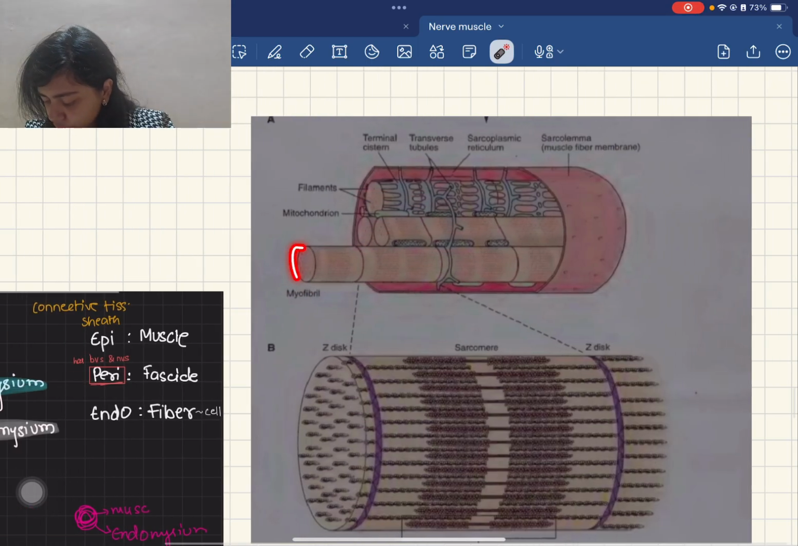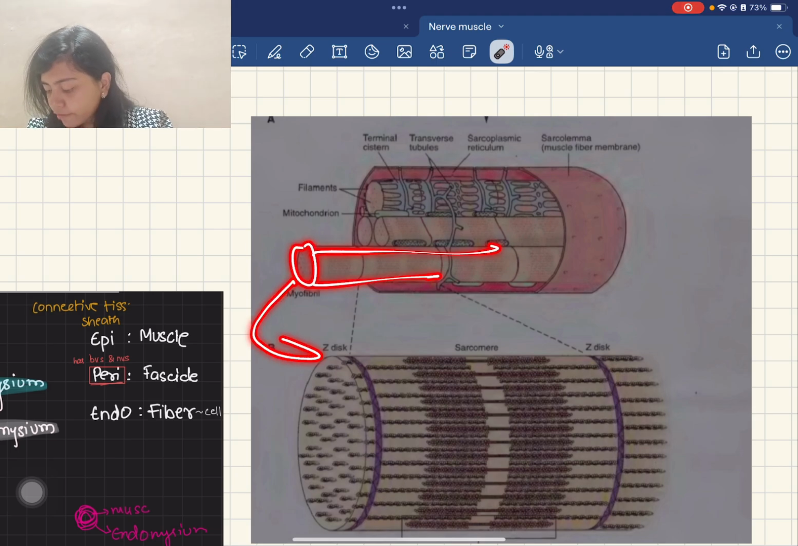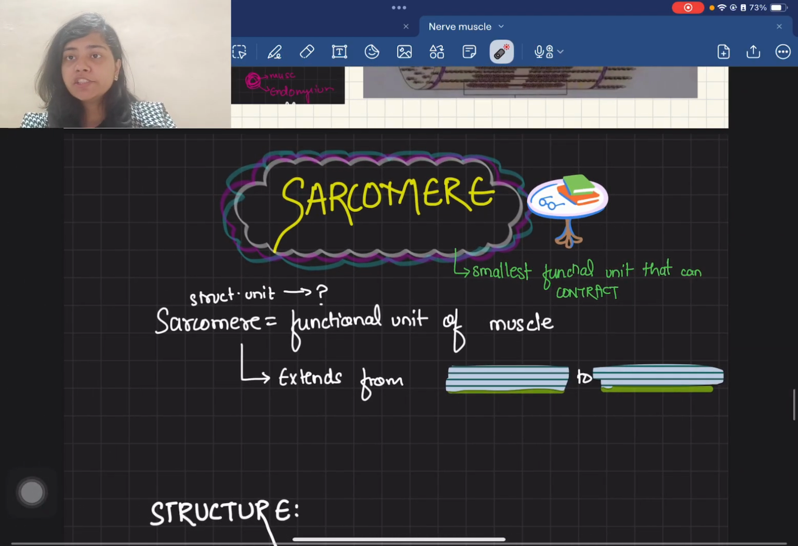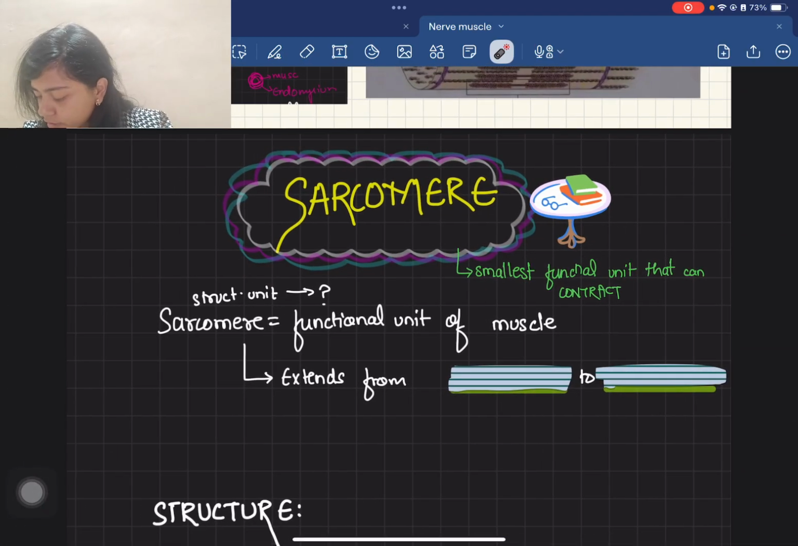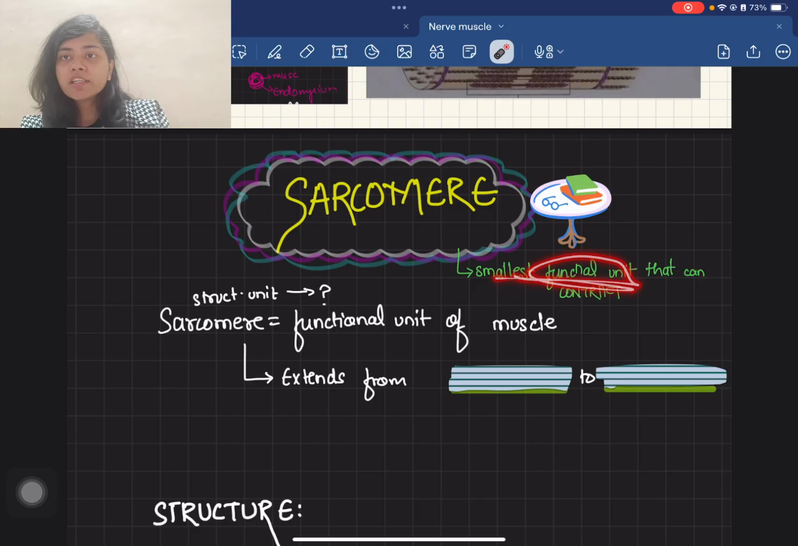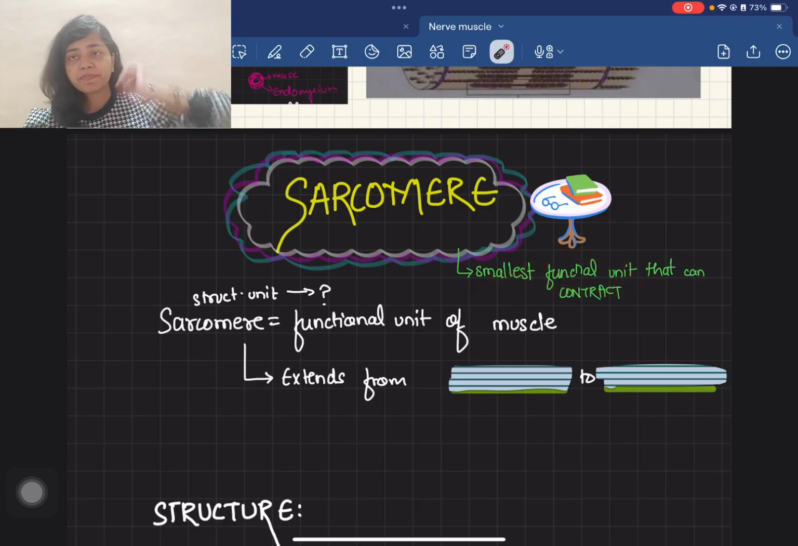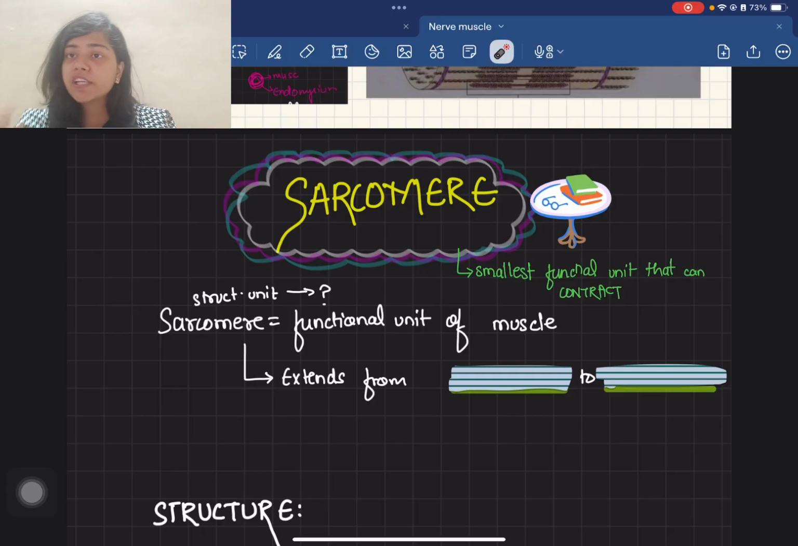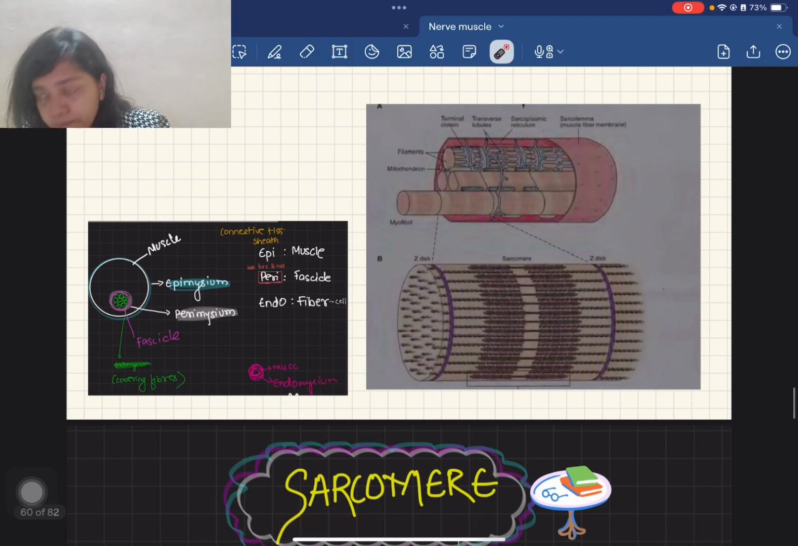In this one myofibril, we are going to have our sarcomere. Sarcomere is the smallest structural and functional unit. What does the smallest functional unit mean? In skeletal muscle, what is the function? The function is contraction and relaxation. So sarcomere is the smallest unit which can contract. It is present inside the myofibril.